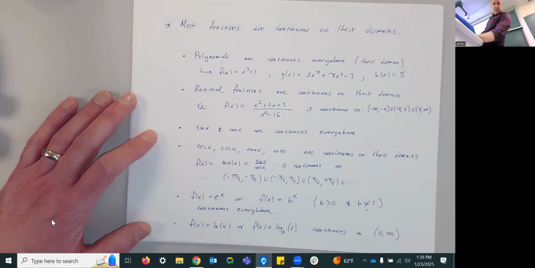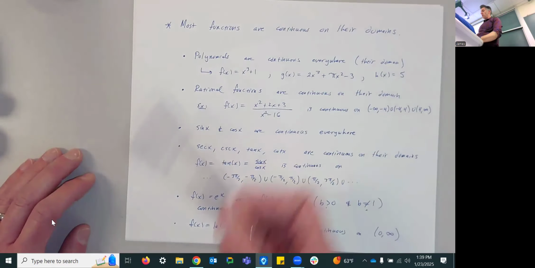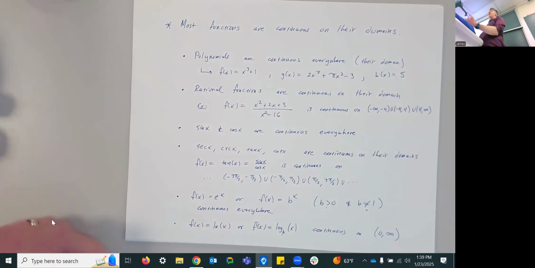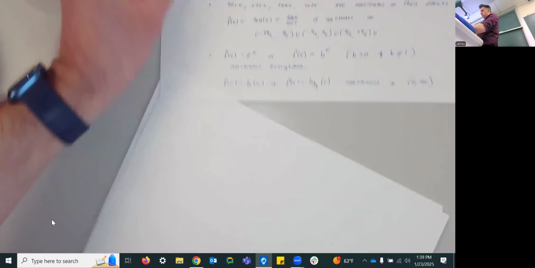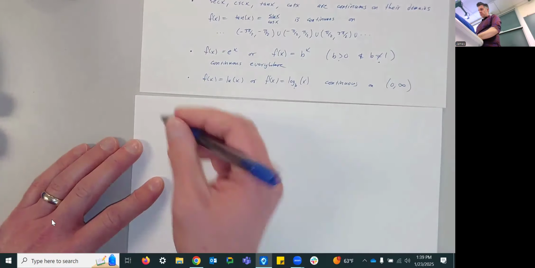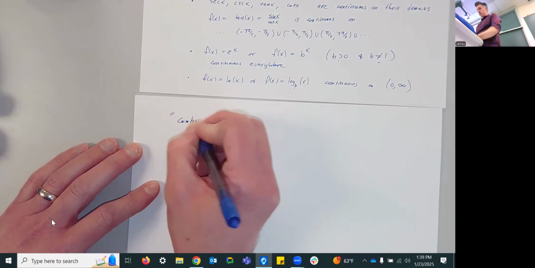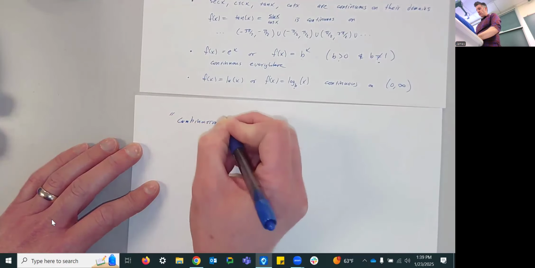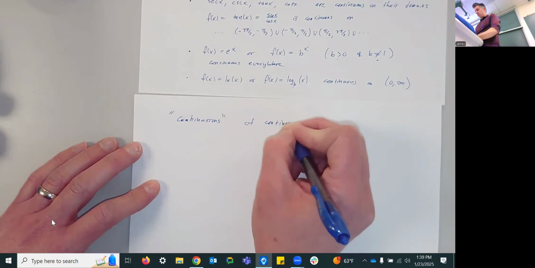And is there anything else on my list? Nope, I think that's it. So these functions are continuous on their domains, and then their combinations are. So basically, combinations, which I know I'm putting in quotes there, of continuous functions are also continuous.